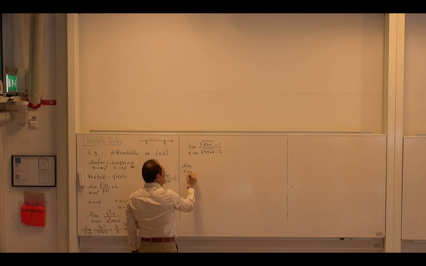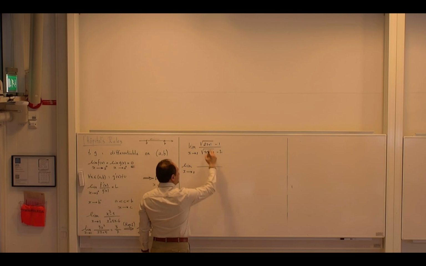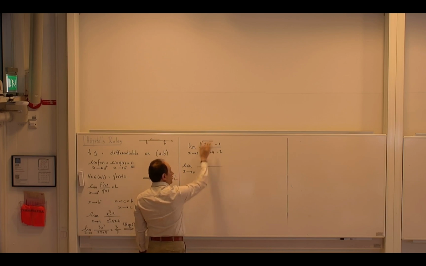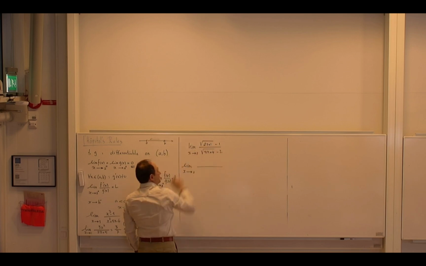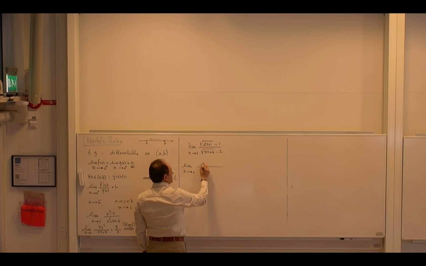I set up a new limit. How? Its numerator is the derivative of the numerator. Don't take the derivative of the whole fraction, be careful. So the derivative of the numerator, what is the answer? It is 2 square root of 2x plus 1, 2. Yes, do you agree? This is the derivative.